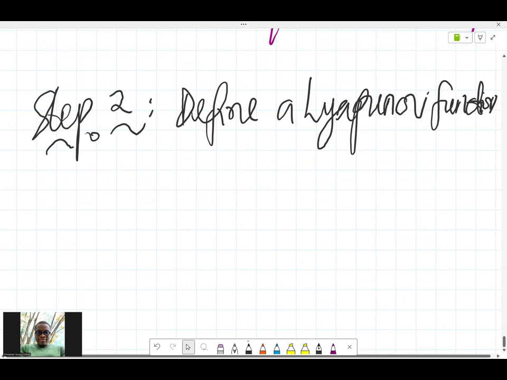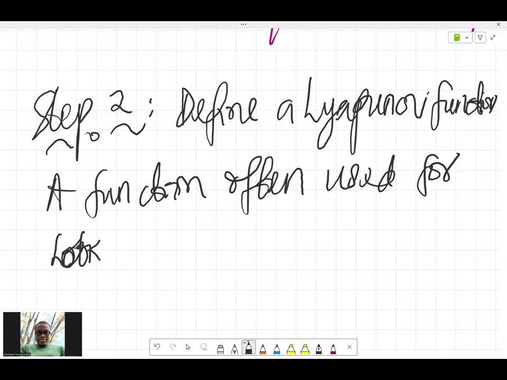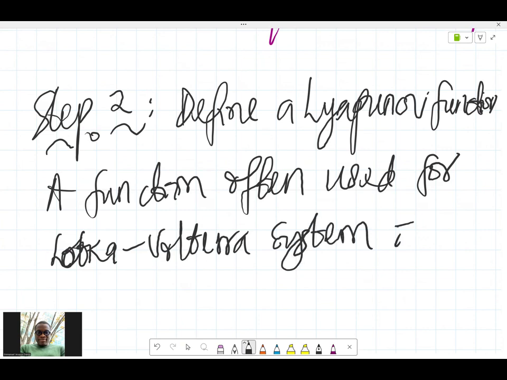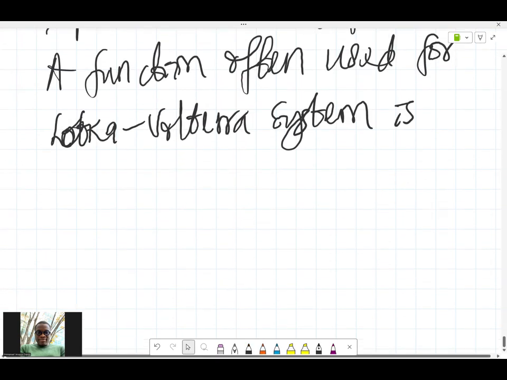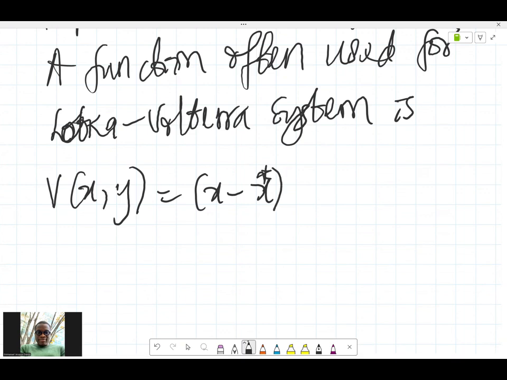A function often used for the Lotka-Volterra system is V(x, y) = (x - x*)² + (y - y*)².